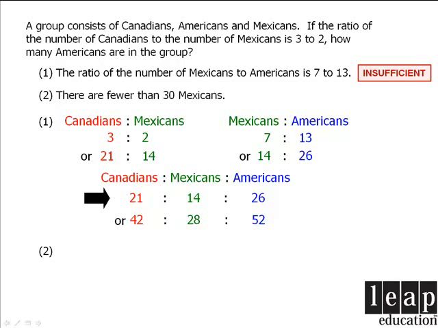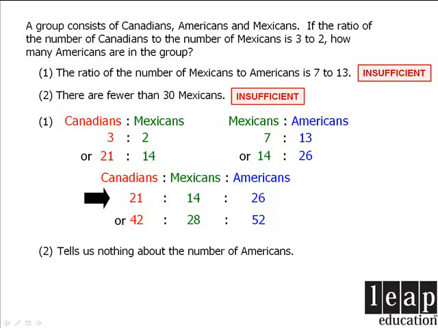Statement number 2. Statement number 2 tells us that we have fewer than 30 Mexicans. This information tells us nothing about the number of Americans. So this information cannot be used to determine definitively the number of Americans we have. So statement number 2 is insufficient.